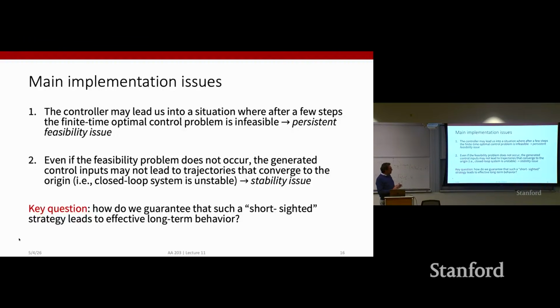Right, so what I was mentioning before is, what are the things we care about? The two things we care about are persistent feasibility and stability. Persistent feasibility: we want to make sure that the optimal control problem is always feasible. That's quite obvious. Stability means that we want to make sure that the generated control inputs lead to trajectories that converge to the origin. So the question is, how do we tune the three main design knobs so that these two objectives are fulfilled?